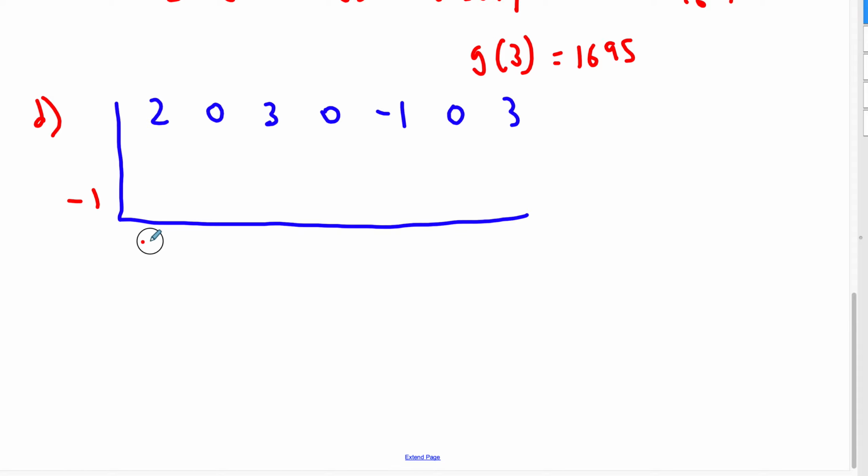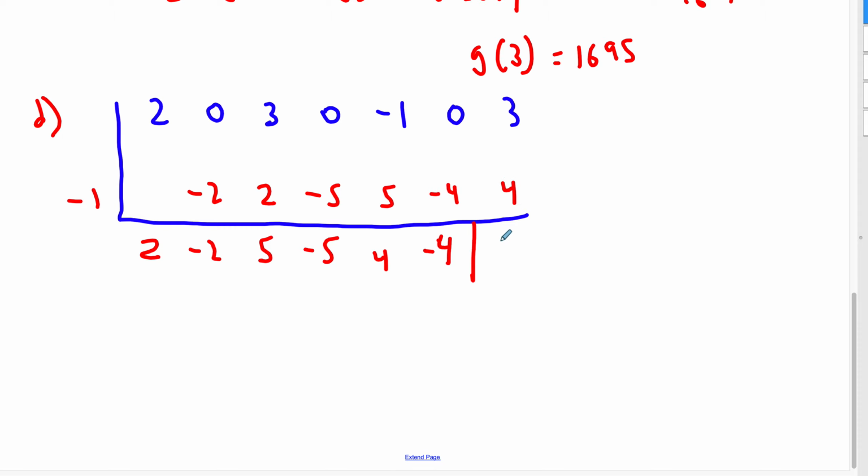negative 1, always bring down the first, multiply, add. This times this is a positive 2, and add. Negative 5, and add. Negative times negative is positive, and add. Negative, and add. And then negative, so this is 4, and then we add. This is 7, which means that g of negative 1 equals 7. So a bunch of synthetic division.